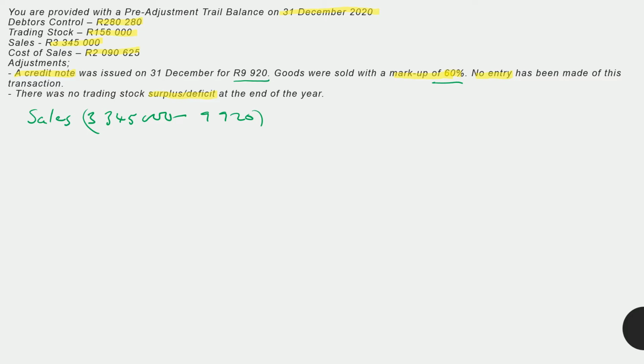Then that figure will be 3,345,000 minus 9,920. That will give you 3,335,080. Then you have your cost of sales.